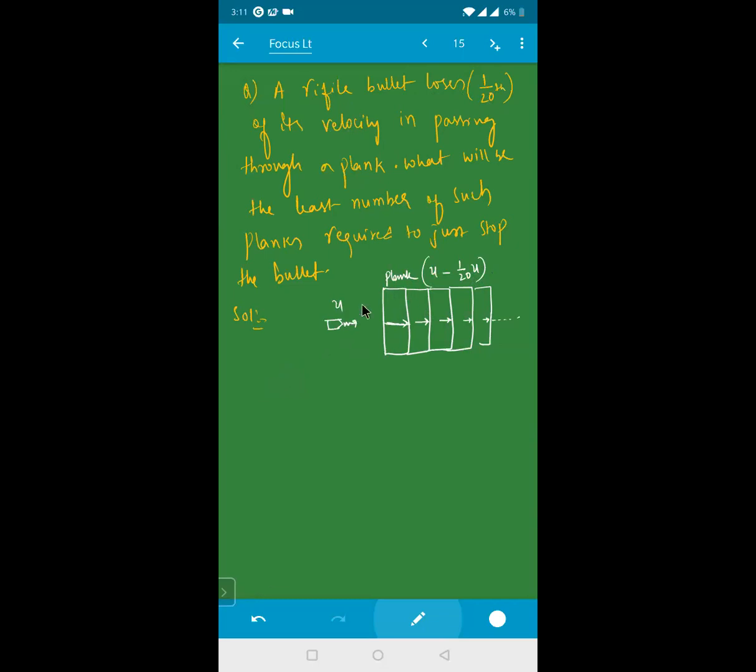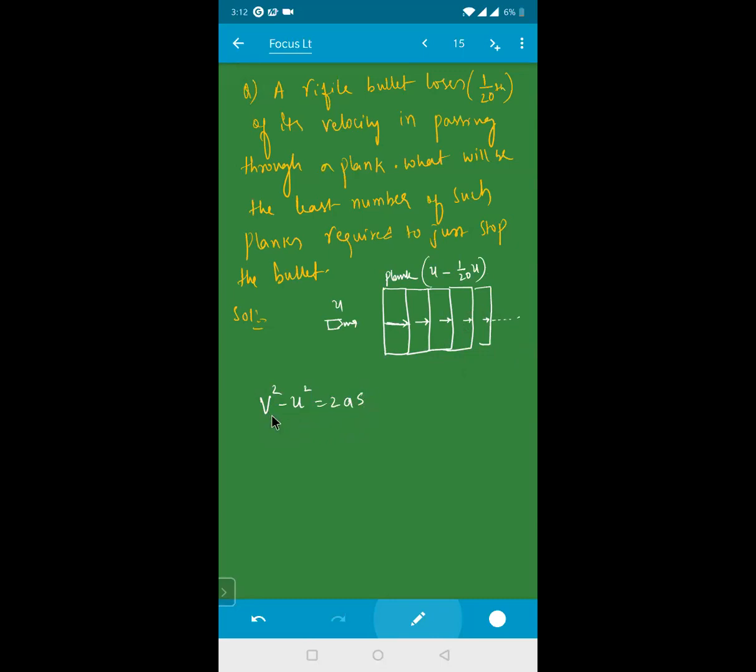So I know the velocities and I know the distance. What is the kinematic equation I can use here? v square minus u square is equal to 2as. I can't use s equals ut plus half at square, because time is not given. In the first equation also I can't use it because I don't know the time. The only equation I can use is the one relating velocity and distance: v square minus u square is equal to 2as.